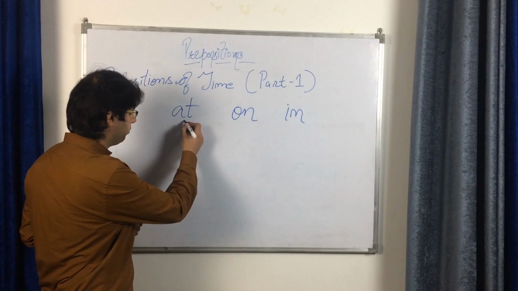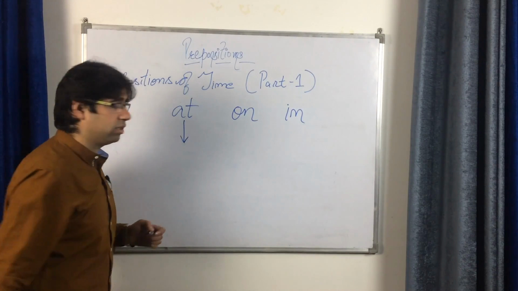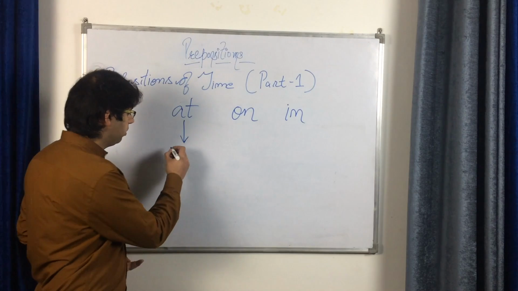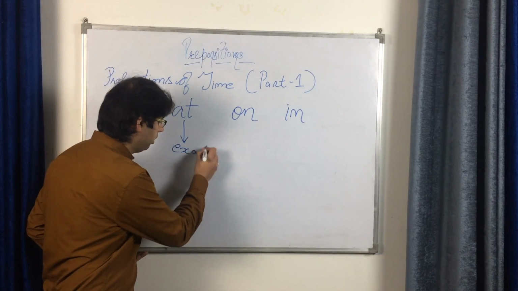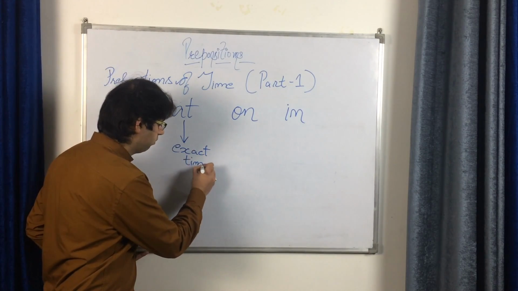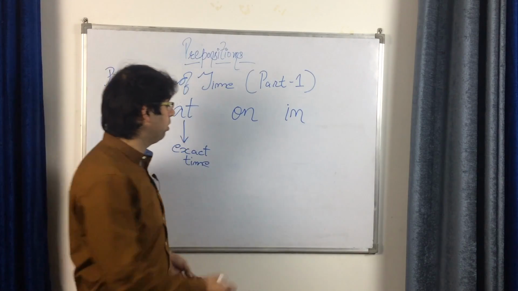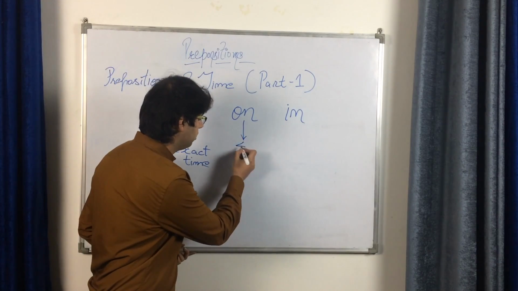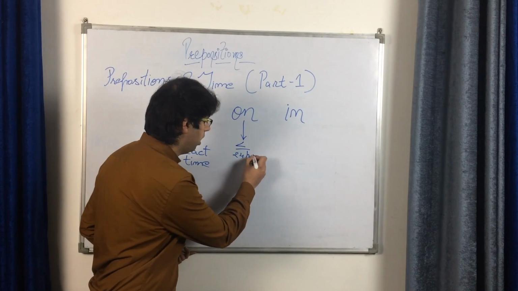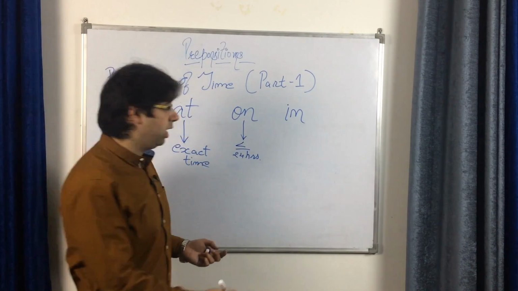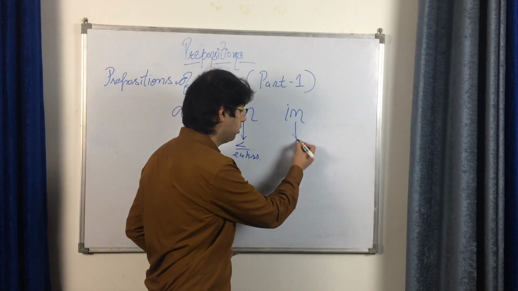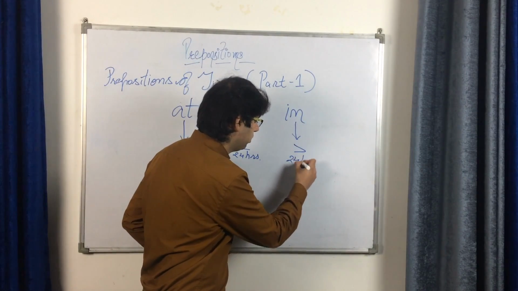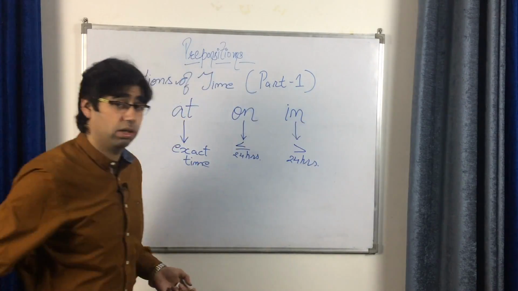Let's observe. So let's make that chart, shall we? Under at, I'm going to draw an arrow and write exact time. Now I move ahead to on. I draw an arrow here as well, and I write less than or equal to 24 hours. Coming to in, I'm going to draw an arrow here as well, and now I'm going to write greater than 24 hours. There you go.